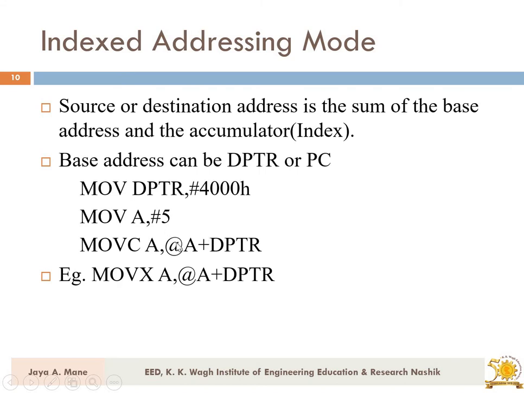If we perform A plus DPTR again, A now has 4005 and DPTR has 4000, so you get 4000 plus 4005. So you can directly access addresses at those locations, taking a jump into that memory location instead of going one by one. That you can do with the help of the indexed addressing mode. Here MOVC denotes the code memory, and MOVX denotes the external memory.